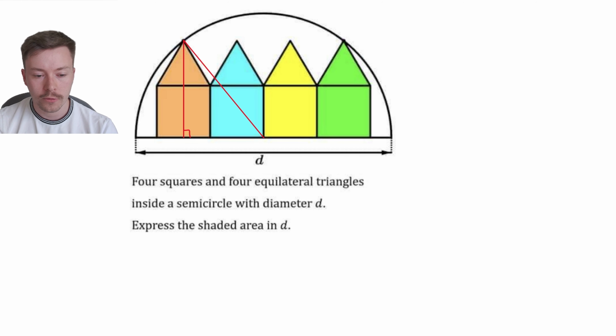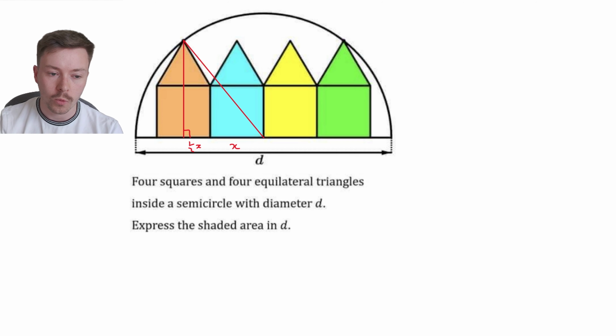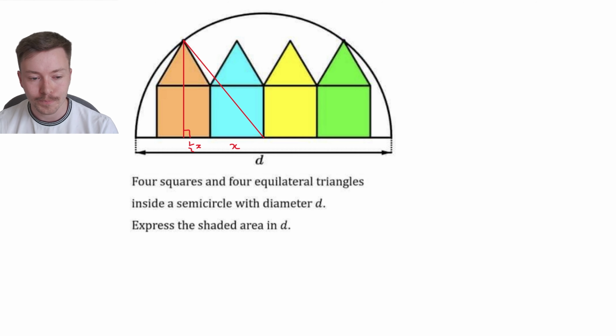Now, what I can do first of all, call the width of the square x, and then this must be a half x from the left-hand bottom of the blue square to where my vertical line drops. Now the height of the orange square, as with all the squares, must be x, but then I need to work out the height of the triangle.